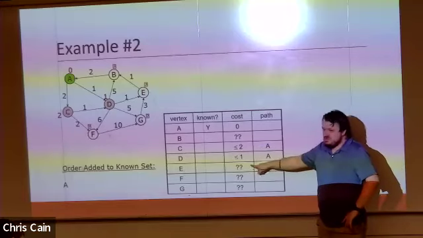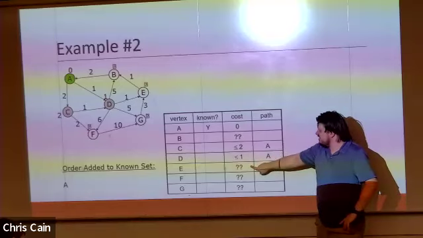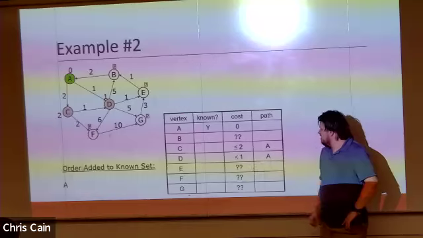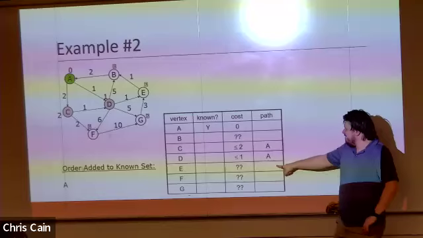From D to E, it used to be infinity, but now we can get there for the cost to get to D, 1, plus the cost from D to E, which is also 1. We're going to update this cost to less than or equal to 2 with a path through D.